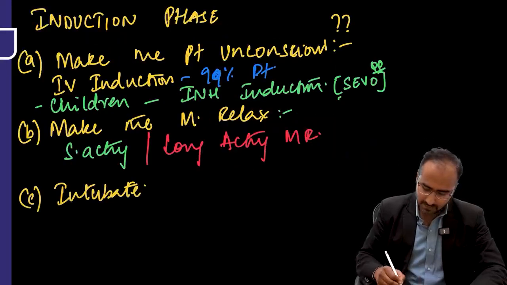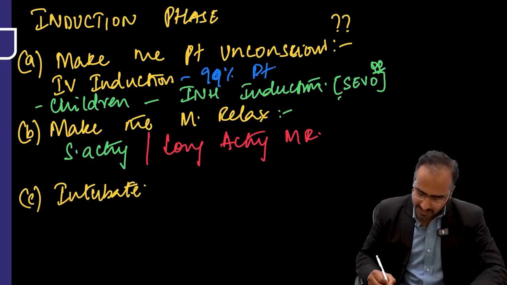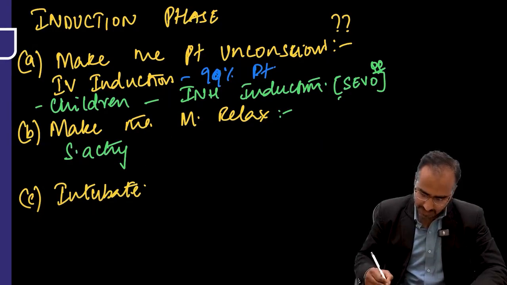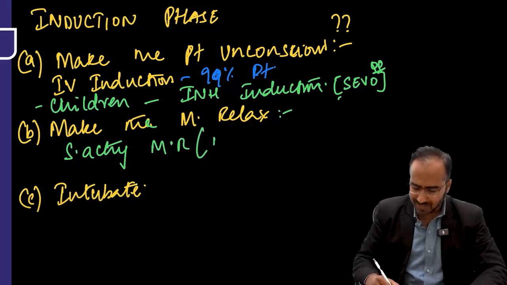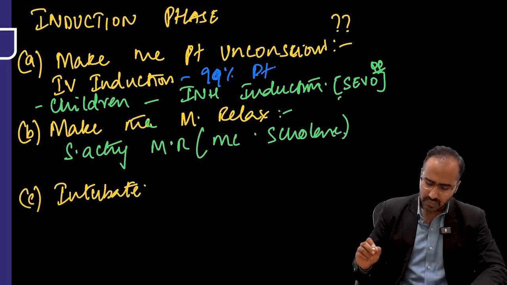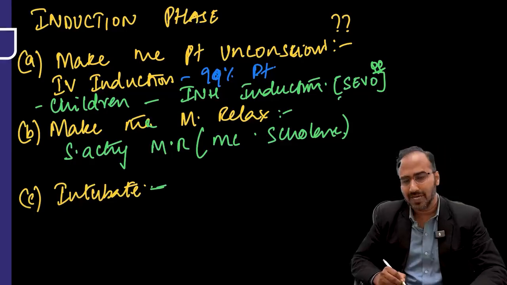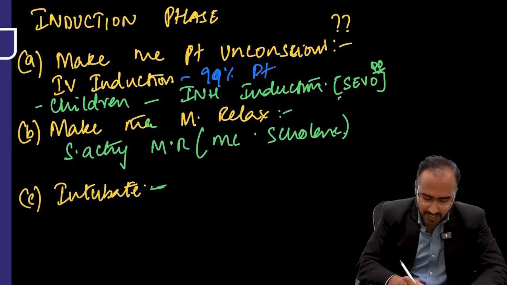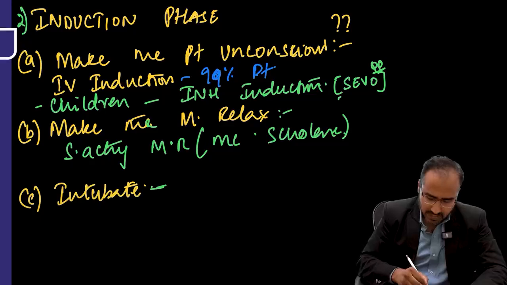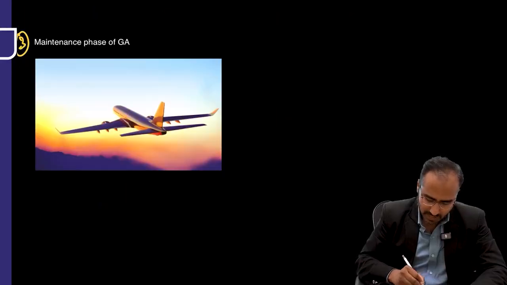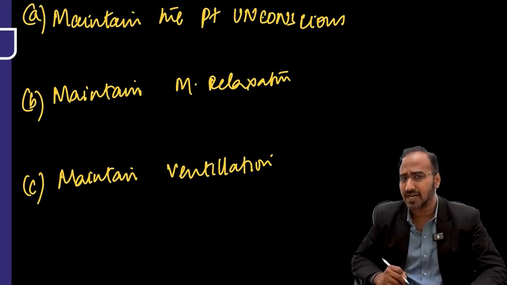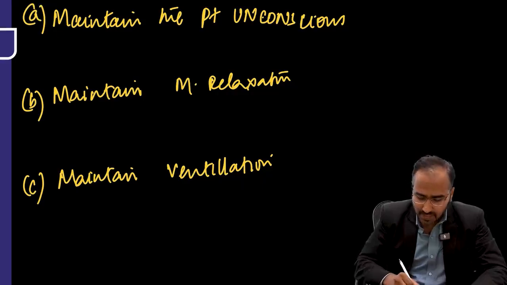So remember guys, in the induction phase, you make the muscle relax by giving a short-acting muscle relaxant. Most commonly used over here is Scoline. Okay? Next, third aim is intubate the patient. Once the induction phase is done, the third phase of general anesthesia is what? Maintenance.